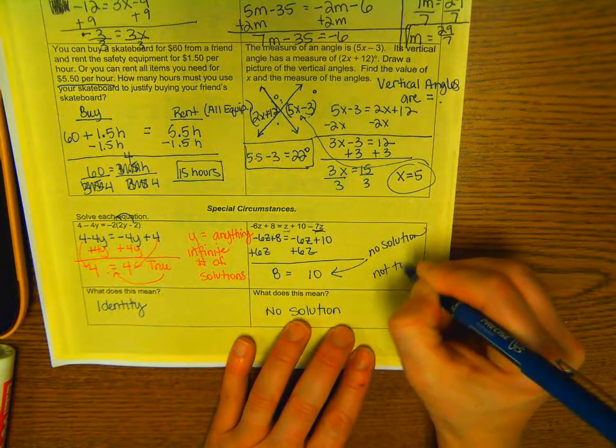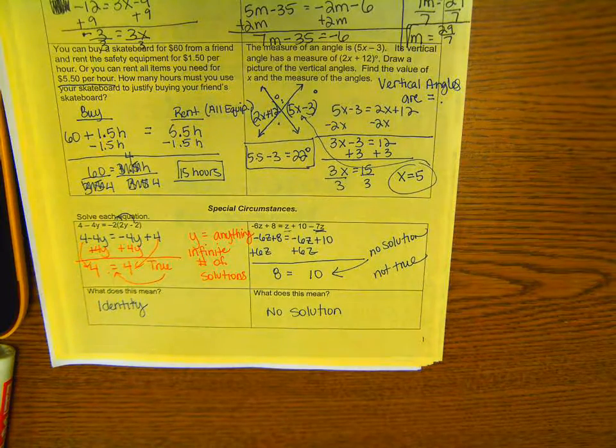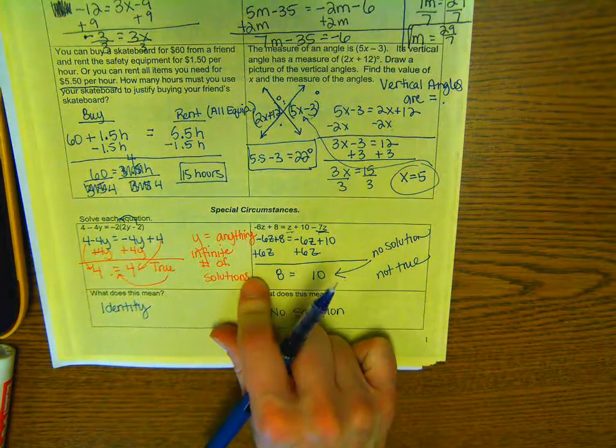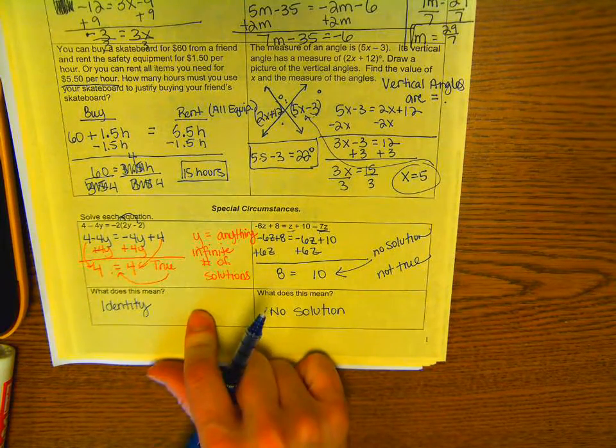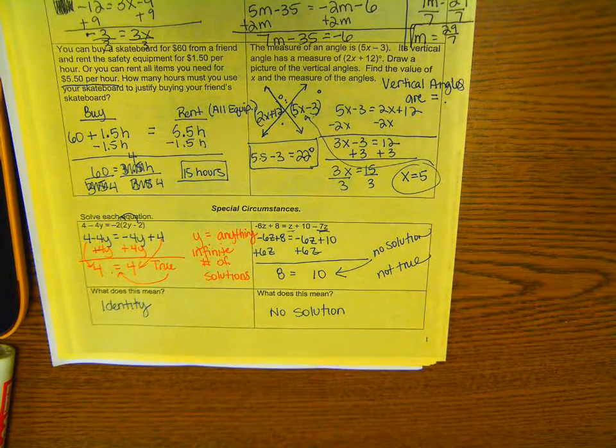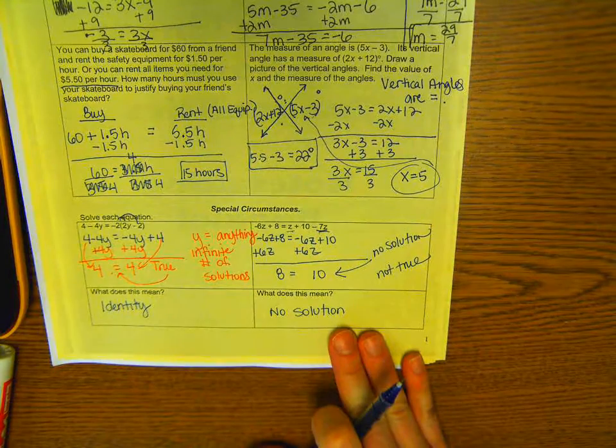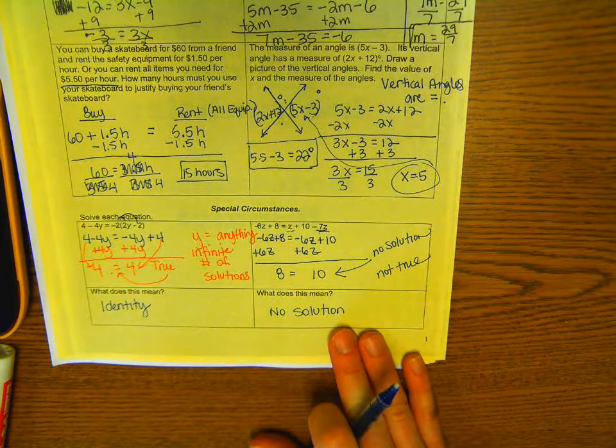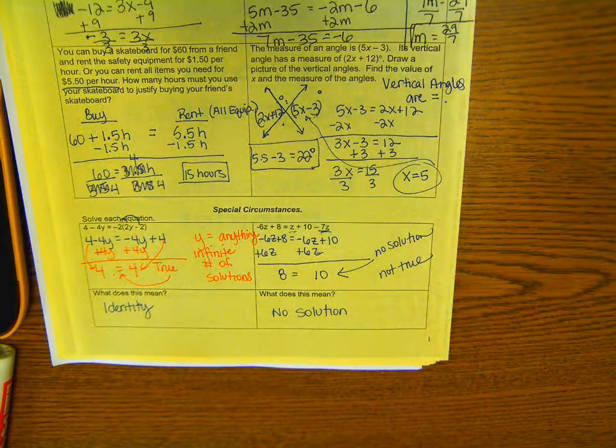So these are the two special cases. If you get all the variables to cancel out and you get a true statement, that means y can be anything. It is an identity. And if you get all the variables to drop out and you get a false statement, that means there's no solution to that. Okay? Question?